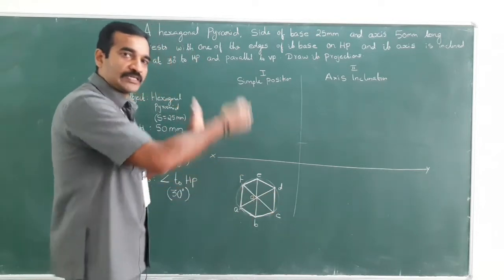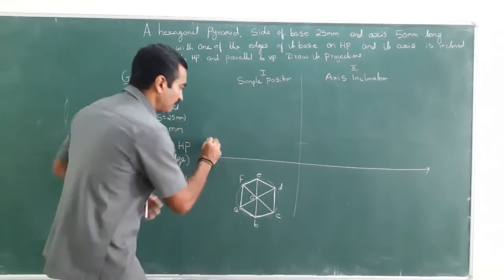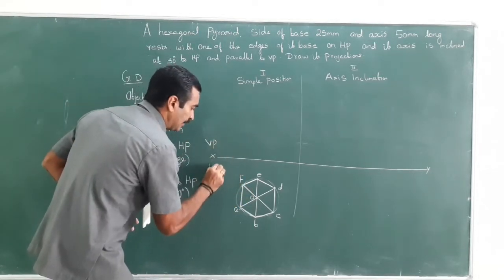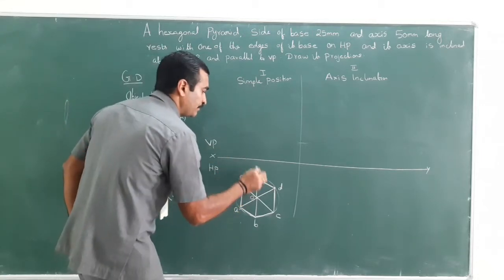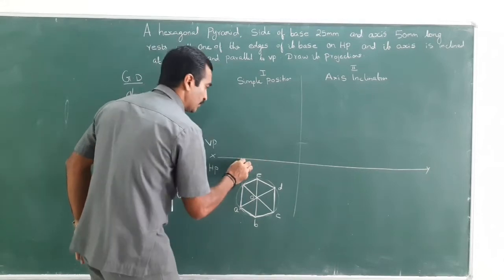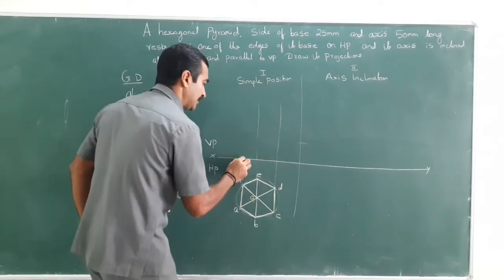What I have to do? I have to project all the edges above the reference line, in order to draw the front view. Right. So let me project it. Project vertically upwards. It should be a very thin line you draw. Very thin line.